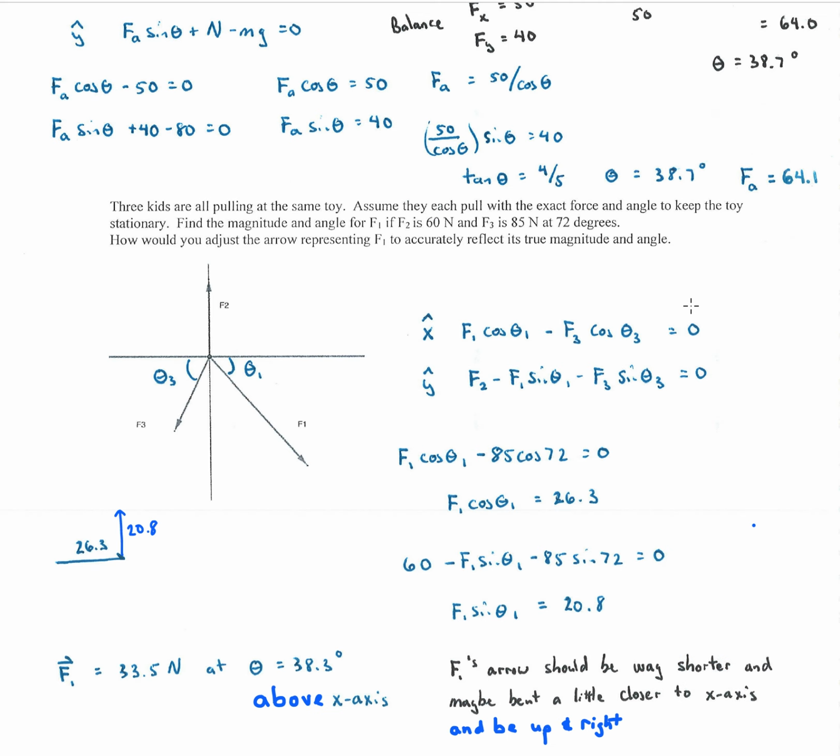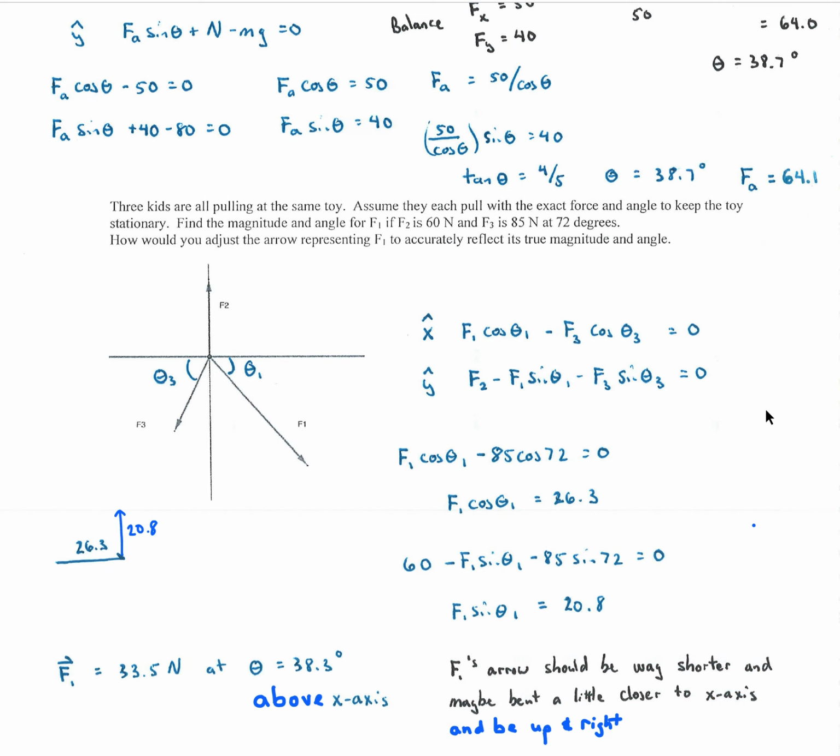So write them out in the abstract. This is kid 1 pulling right. This is kid 3 pulling left. Kid 2 doesn't help left or right, which is why in the horizontal piece, there's just F1 and F3. Now vertically, F2 is straight up, which is why there's no sign. And then F1 and F3 are down, which is why there are negatives.